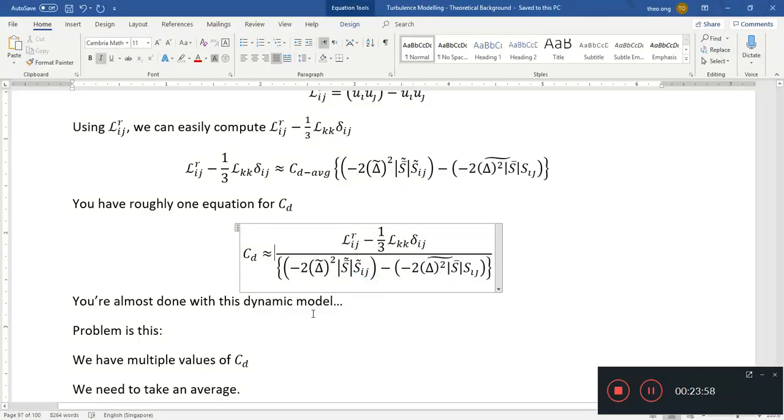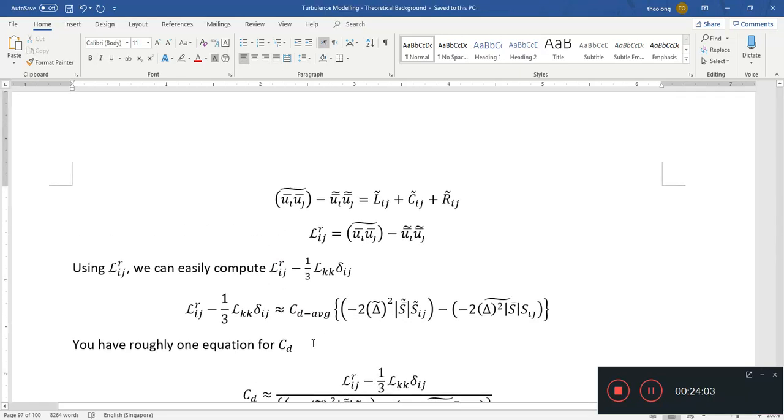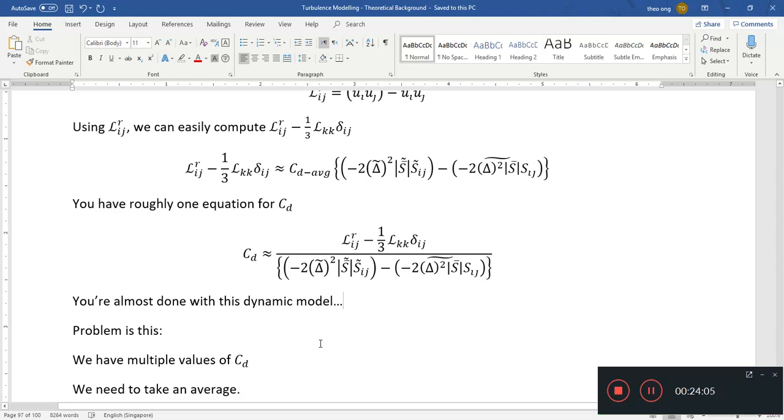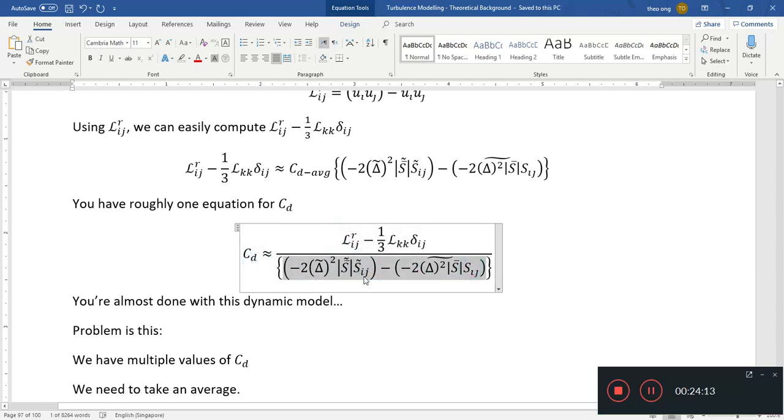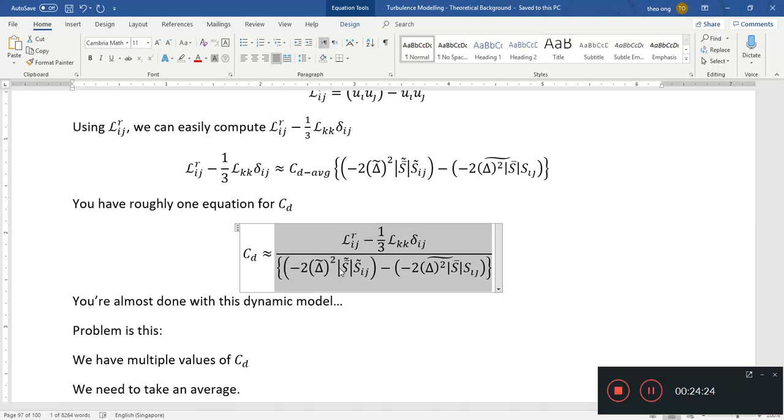The rough concept is there for you to see, that we use this double filtering so that we can get a CD out which is based on the filtered velocities that we know. That's the hard part. Now, the slightly easier part is just to find an average of all these guesses, which are given to you based on these filtered or doubly filtered velocities.